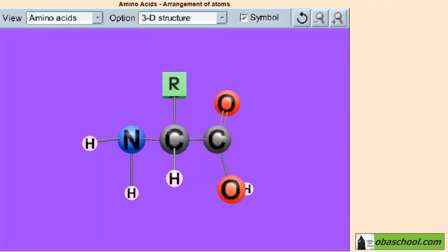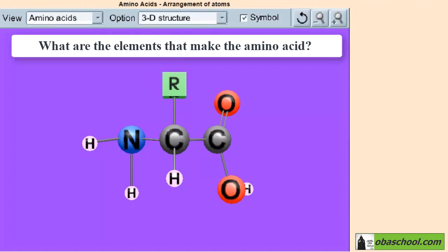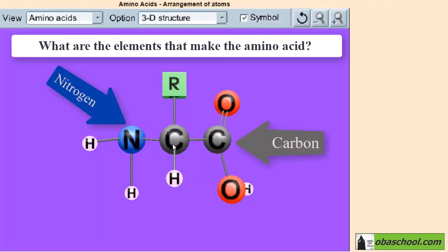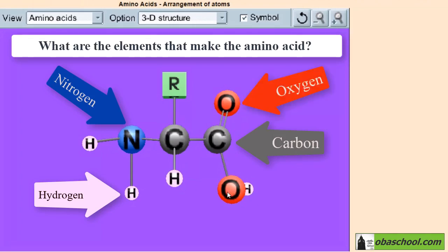So this brings us to the next question. What are the elements that make up the amino acid? The answer: nitrogen, carbon, hydrogen, and oxygen.